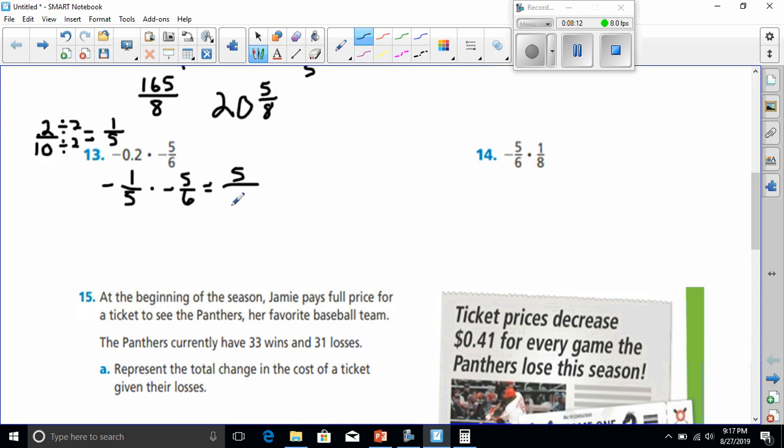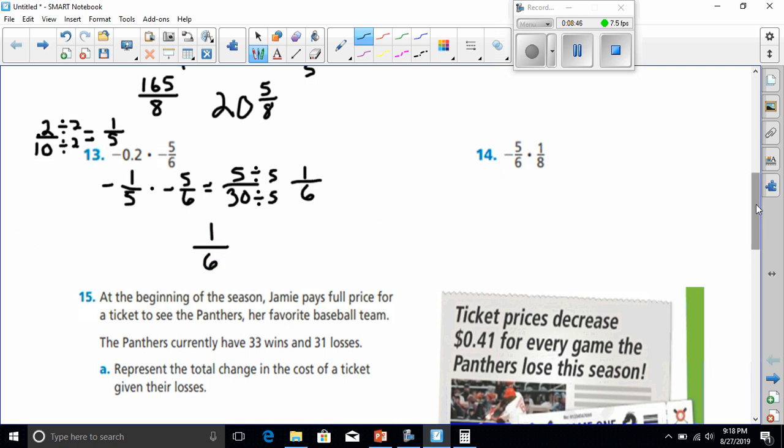Now we have 5 times 6, and that's 30. Now notice we do not use the negative sign again on the bottom. We only use it on the top numbers. And now we have 5 over 30. Well, both of those are divisible by 5. So we're going to reduce this. 5 divided by 5 is 1, and 30 divided by 5 is 6. So our answer is going to be 1 over 6.